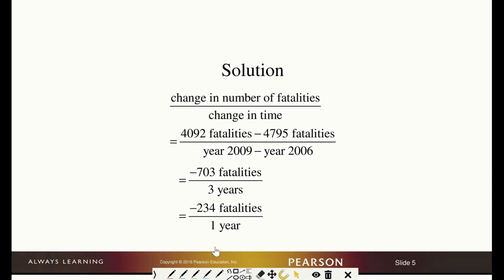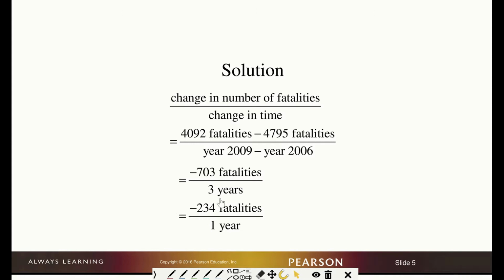So you always want to do this so that you get the unit rate of change, right? So this is how many fatalities per year. This itself is a rate of change, but it's telling you how many fatalities in 3 years, whereas this one is giving you a nice average number of fatalities per 1 year, which is a better unit to look at.